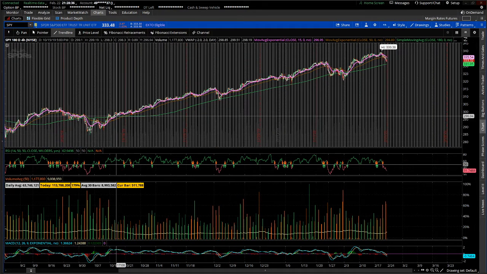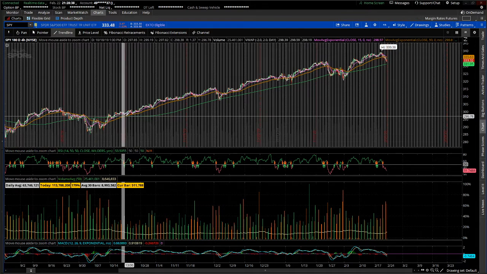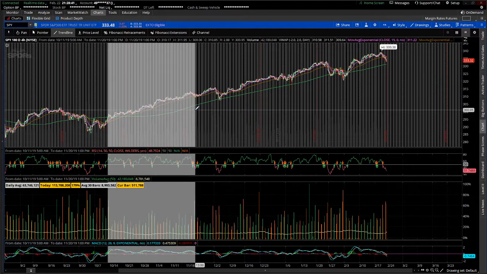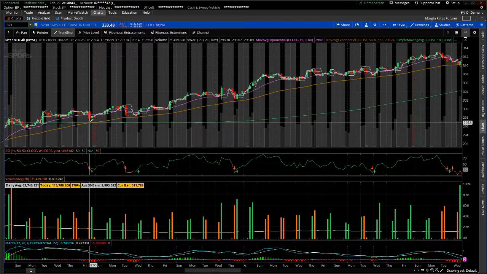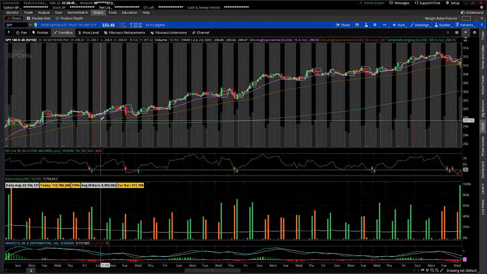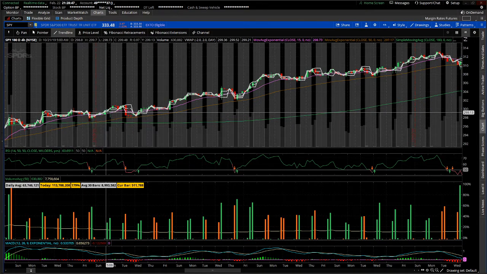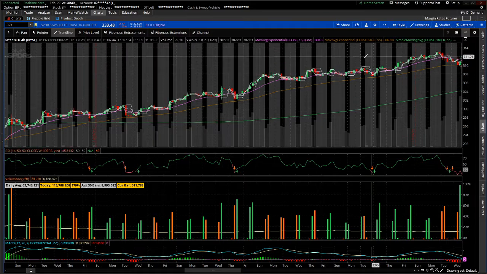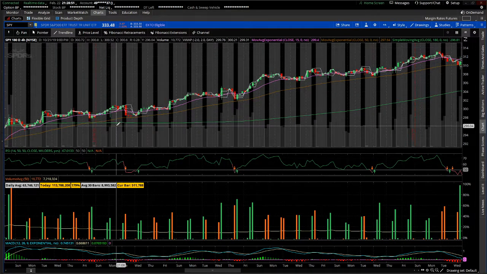Now, if you wait for the 15 and the 50 to cross the 180, if you'd have done that, then you would have got in right here, and then you would have been more up. But you could have lost some potential profit.